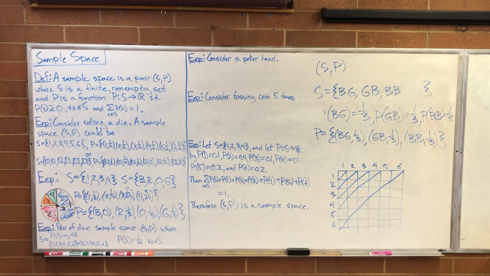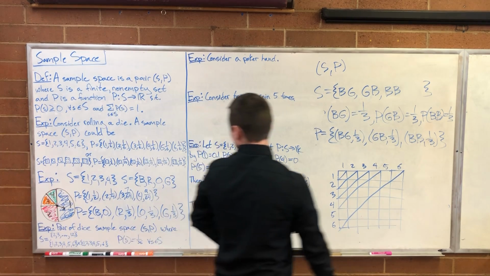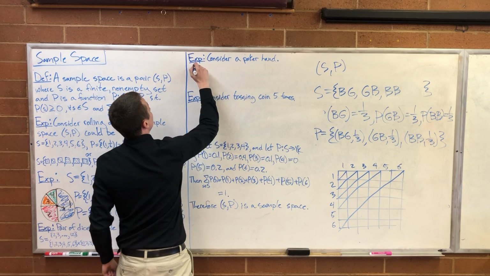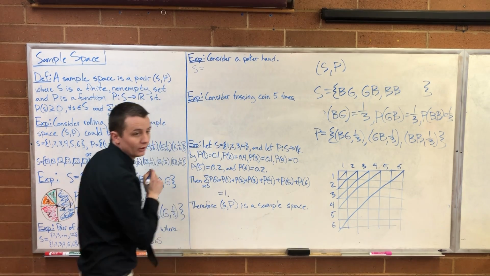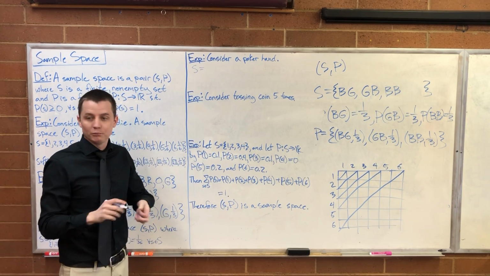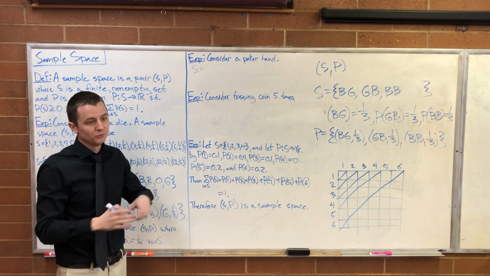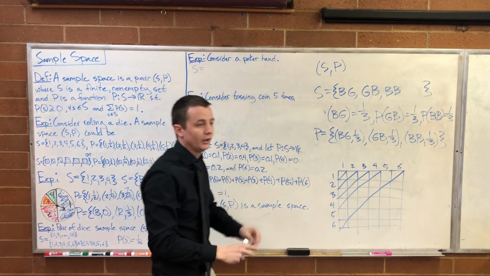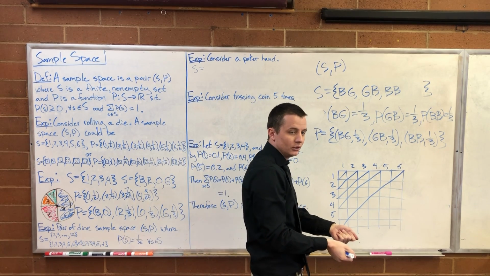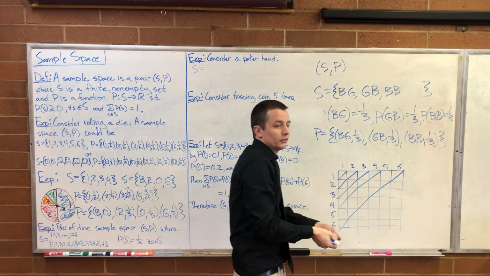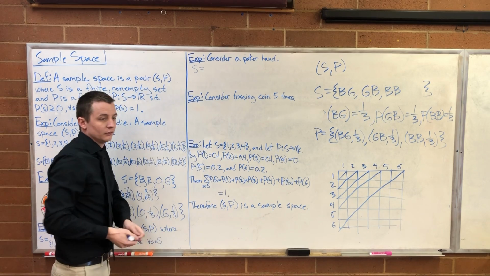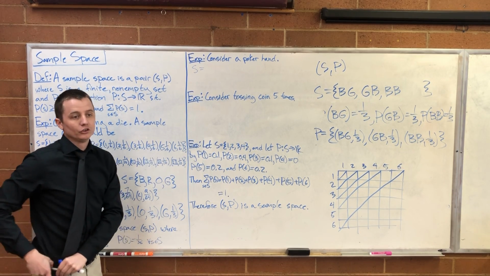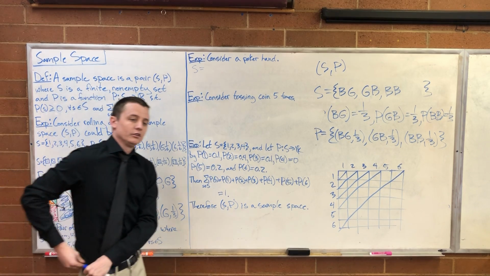Okay, let's do another example. Let's set up a sample space for a poker hand. You all understand what poker is and basically how it works? You're dealt 5 cards, and based off of how good your cards are, you win or lose. But you just have a hand of 5 cards. Depends on the poker, but even if it's Texas Hold'em, you're using a total of 5 cards.